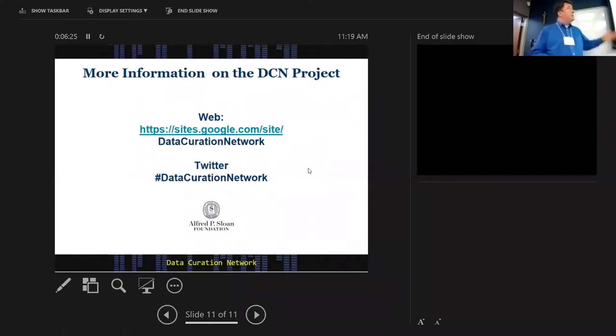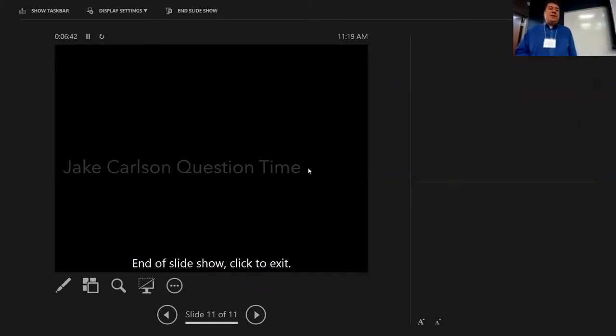Our website is listed there. We have a number of different publications and reports based on the work that we've done that I've covered very, very quickly. So if you're interested in more information, please do take a look. Our Twitter handle is Data Curation Network, and the planning grant that we have now is funded by the Alfred Sloan Foundation. Any questions?